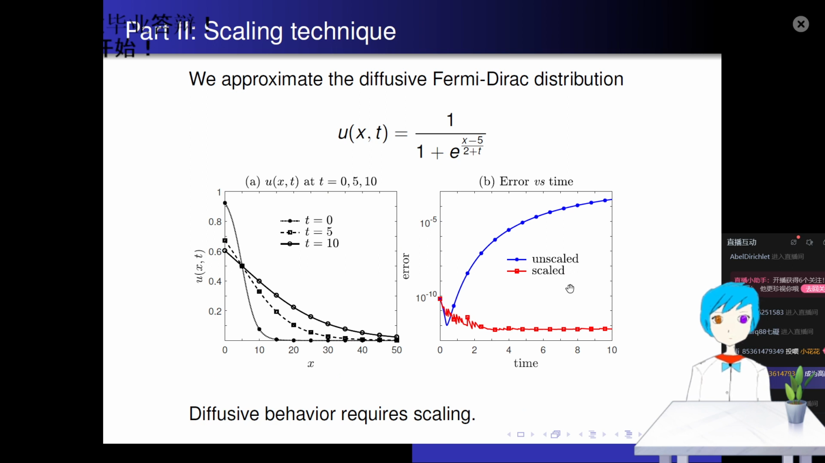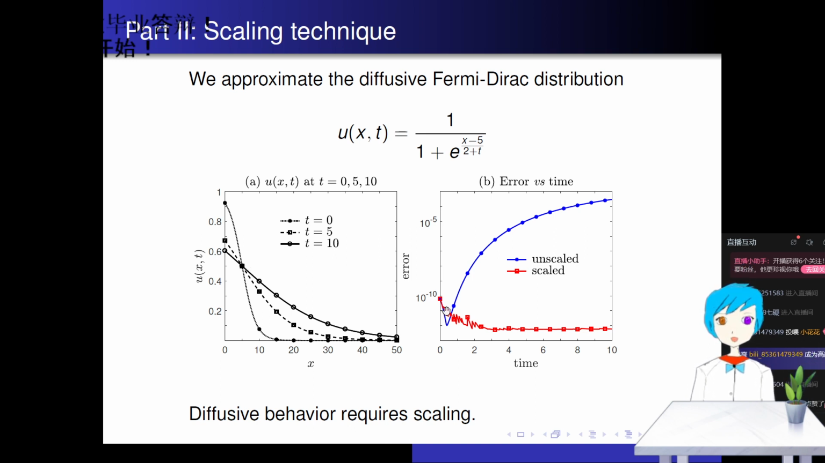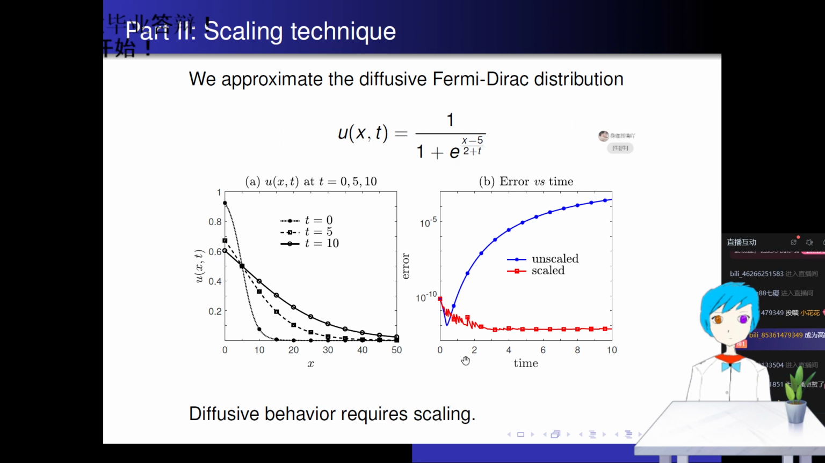In a spatial temporal problem, the function may display some dynamic behavior over time. We approximate the diffusive Fermi-Dirac distribution. We can see that as time increases, the function is decaying more and more slowly at infinity. It is becoming more and more diffusive. Therefore, we need to decrease the scaling factor so the basis functions also decay more and more slowly at infinity. By doing so, we can maintain a small error. Therefore, it is diffusive behavior that requires scaling.